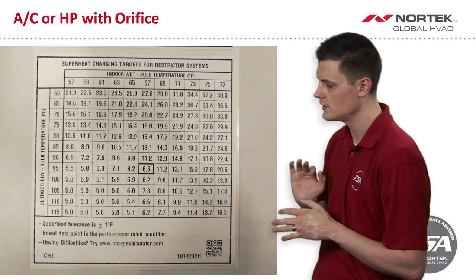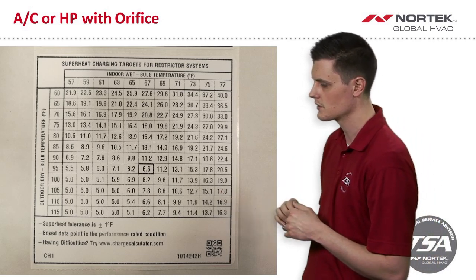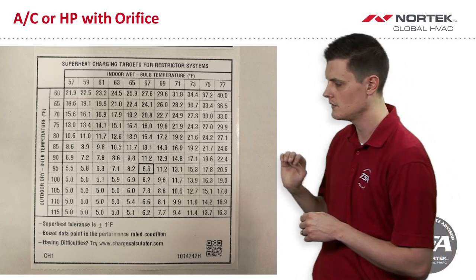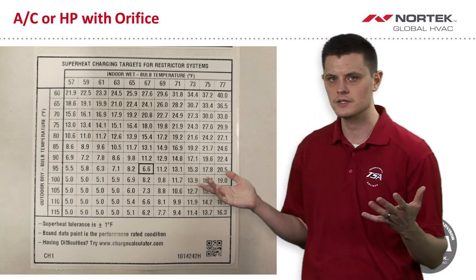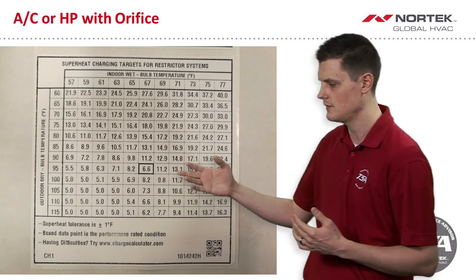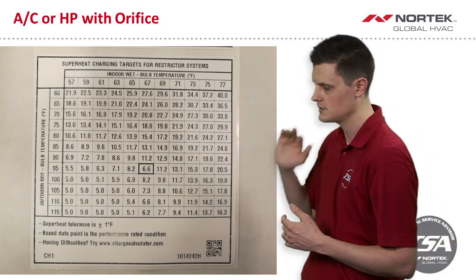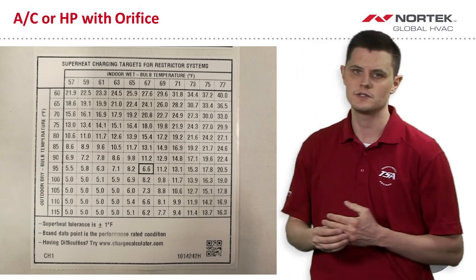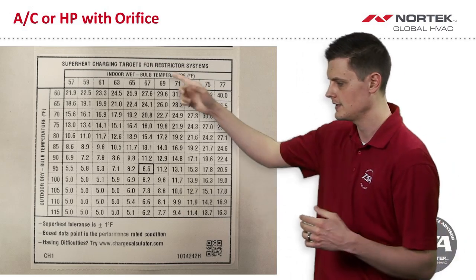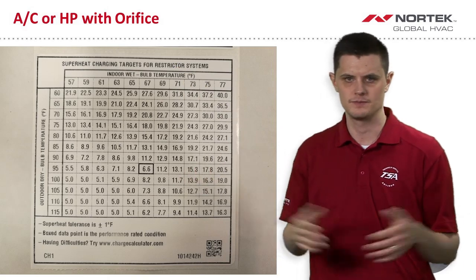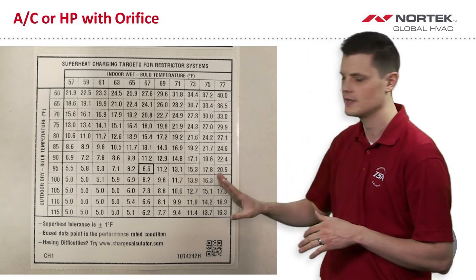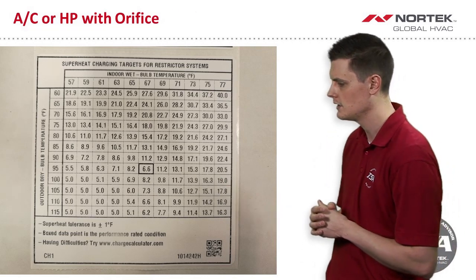And this next chart here is also for cooling, 60 to 115 degrees ambient, and you just want to know what you've got on the indoor for your metering device. This is going to be for a piston-driven system, which is going to be superheat. So these are all going to be superheat numbers. And it says restrictor at the top. It's a piston-driven restrictor, same thing. So that's kind of what that sticker looks like.